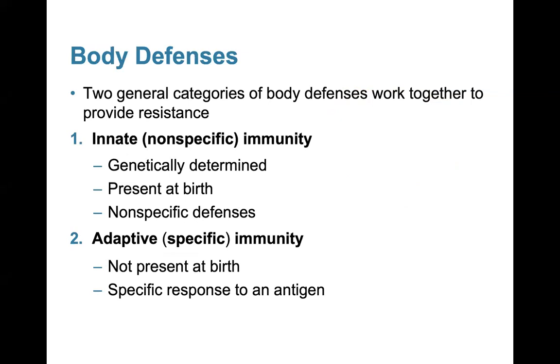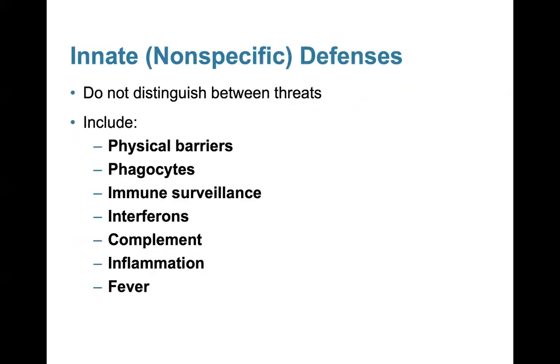Now, looking at the body's defenses, there are two general categories that work together to provide resistance. The first is innate or nonspecific immunity. It's genetically determined, it's present at birth, and it's nonspecific defenses. Your adaptive or specific immunity is not present at birth. It's specific responses to an antigen.